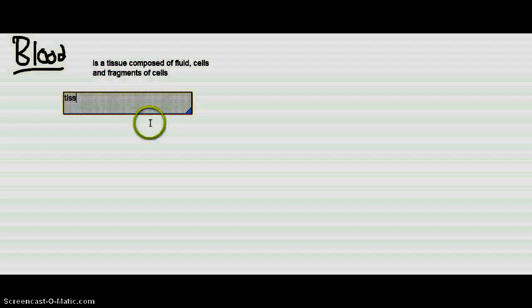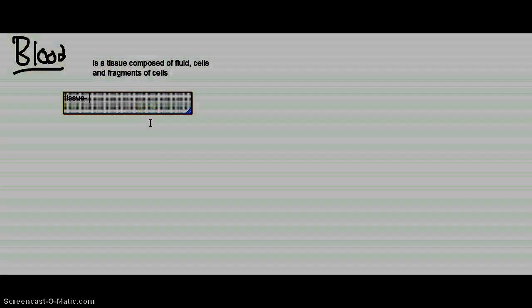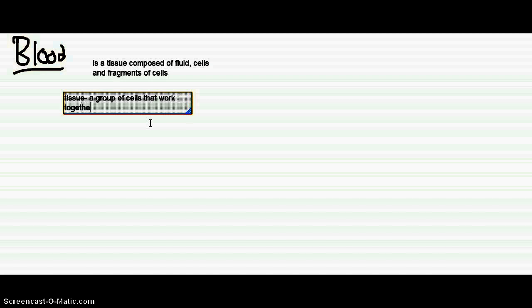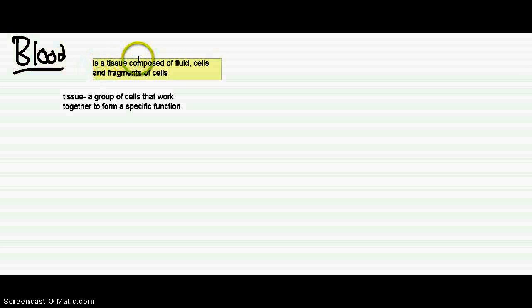Well, first we have to realize what a tissue is. As you know, a tissue is a group of cells that work together to perform a specific function. So that's what blood is, composed of fluid, cells, and fragments of cells.